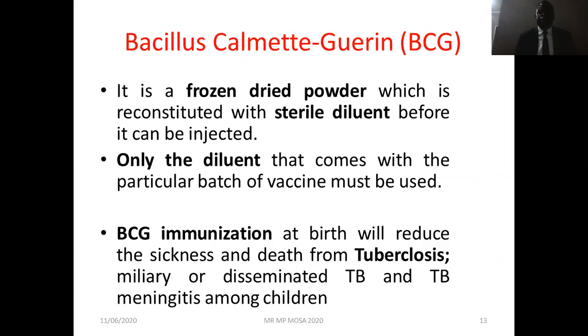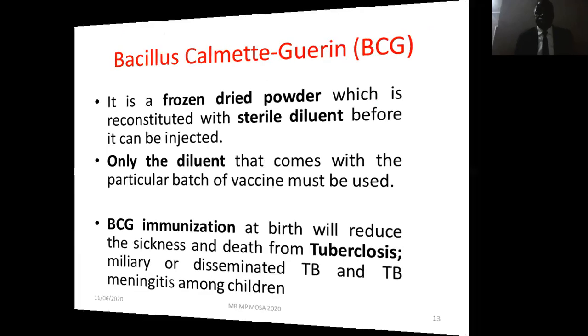So this is a vaccine which is freeze-dried powder, which is reconstituted with sterile diluent before it can be injected. So this comes in powder form, and it has to be diluted with the diluent that it comes with. So BCG immunization at birth will reduce the sickness and death from tuberculosis. So once we develop the culture of giving this BCG at birth when a baby has been born, we reduce chances of these children dying from tuberculosis as well as illnesses.